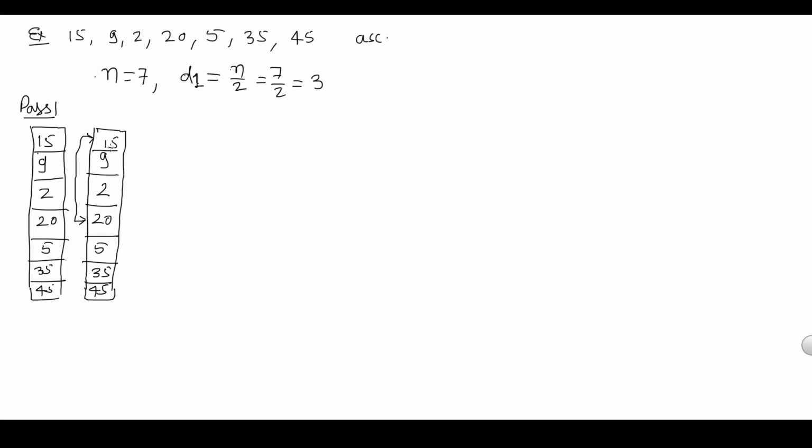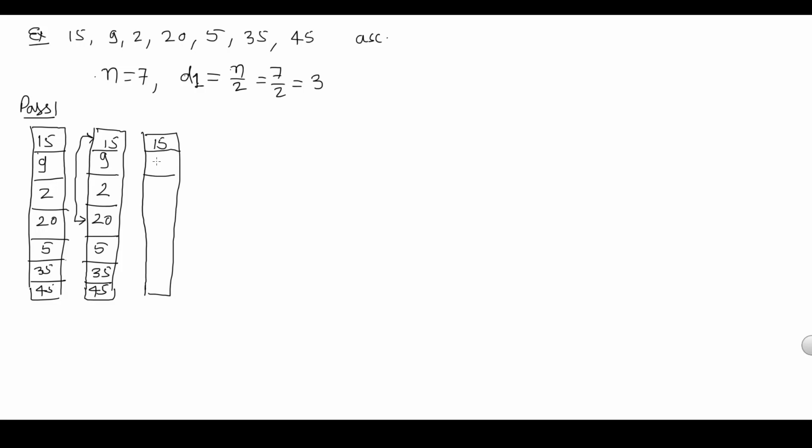That is, we will compare 15 with 20. And because we want to arrange these numbers in ascending order, we will check the condition if 15 is greater than 20. If it is greater, then we will swap these values. But in this case, the condition is false, so we will not swap. And this becomes input for the next iteration.